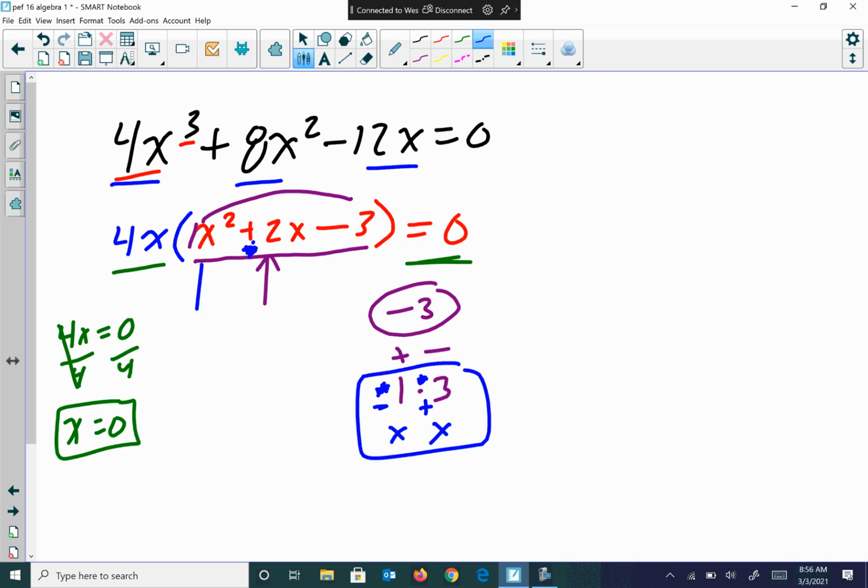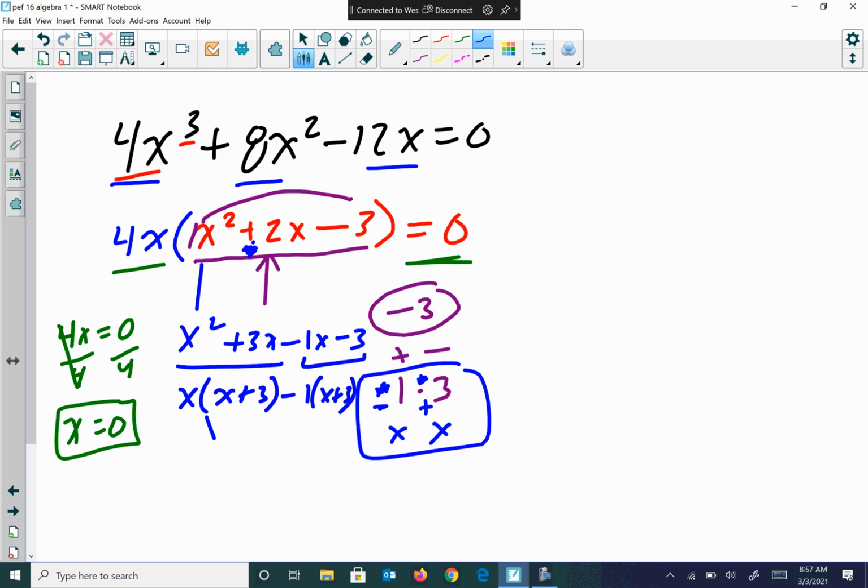So I'll bring our x squared down. I bring plus 3x down. I could have brought minus 1x down too, but I just put it over here. See what I have in common here? I have an x in common. This negative needs to come down. I'm going to factor a negative 1 out. Signs change. So I'm left with x plus 3 and x minus 1.